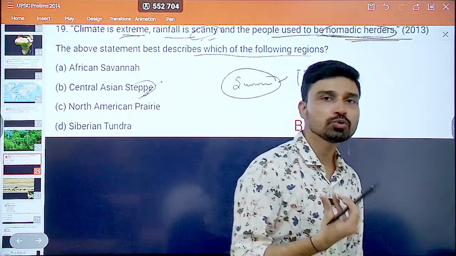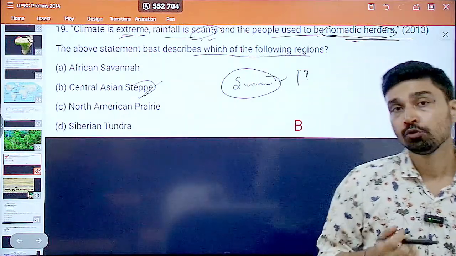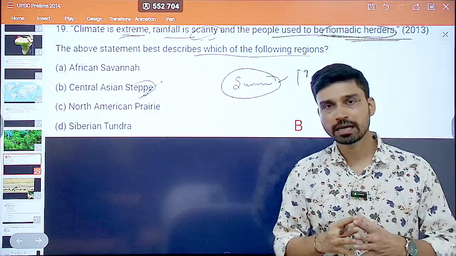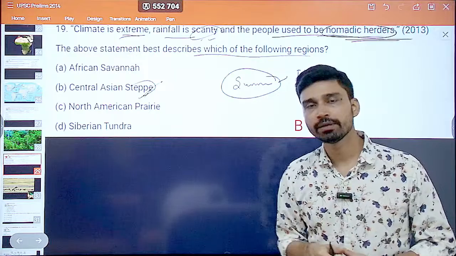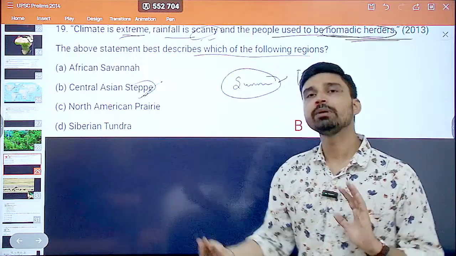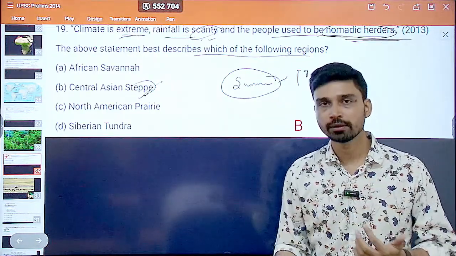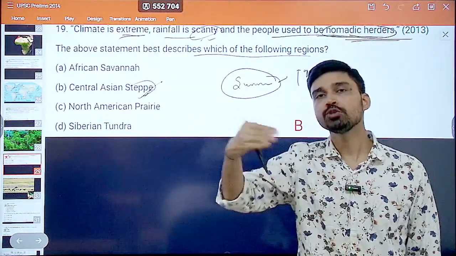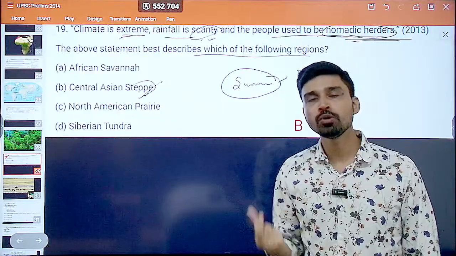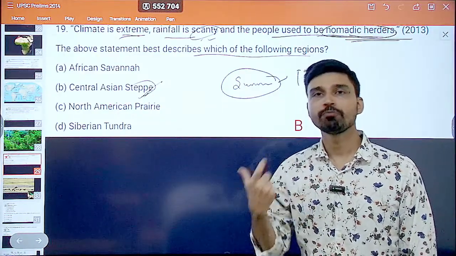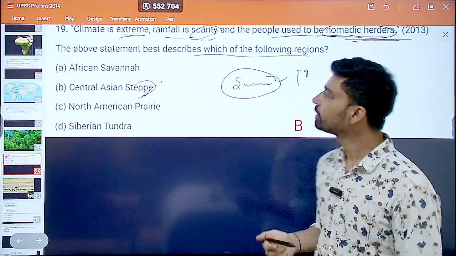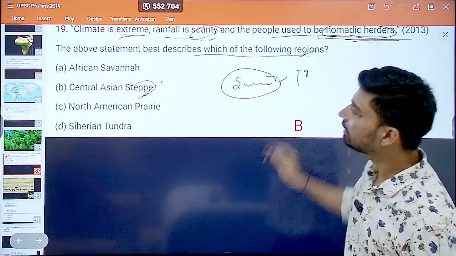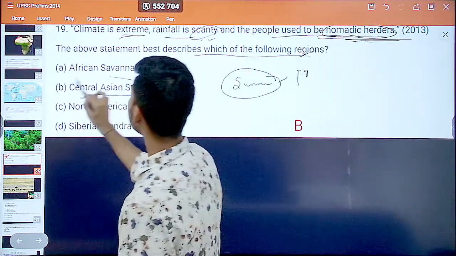area is not suitable for agricultural activity. If the area is not suitable for agricultural activity, what will happen to the people living here? They cannot settle at any particular place because they cannot grow anything there. So, to survive, what do they have to do? They have to move from one place to another in search of food, in search of water, in search of business activities, economy and all these kind of things. So, all these three correctly refer to the Central Asian steppe.